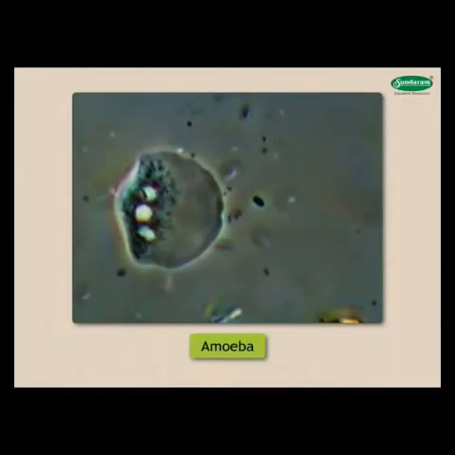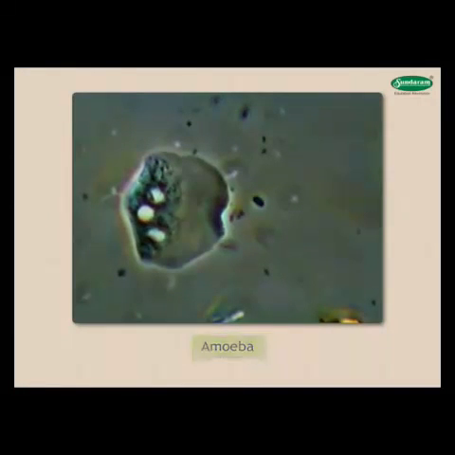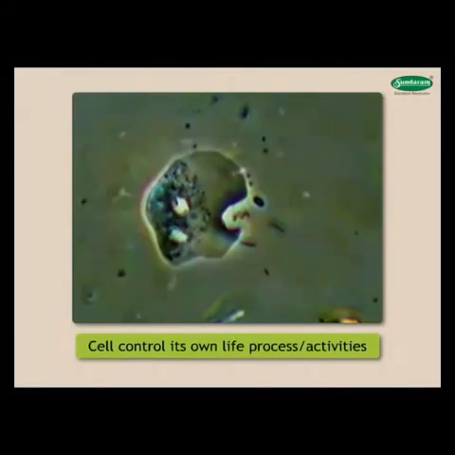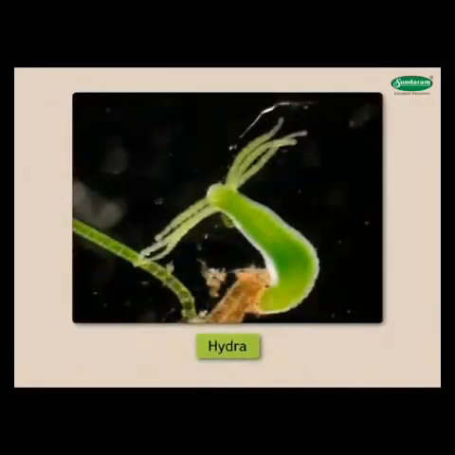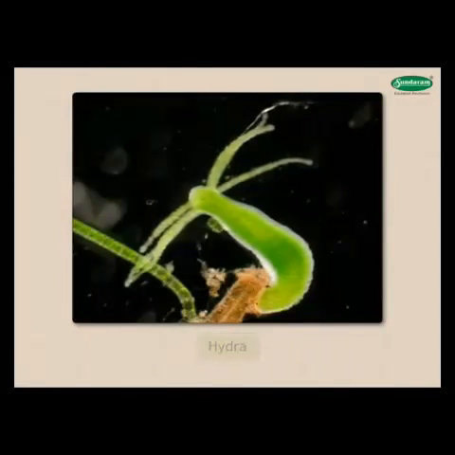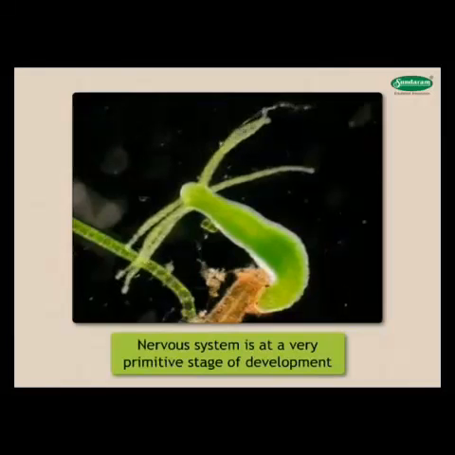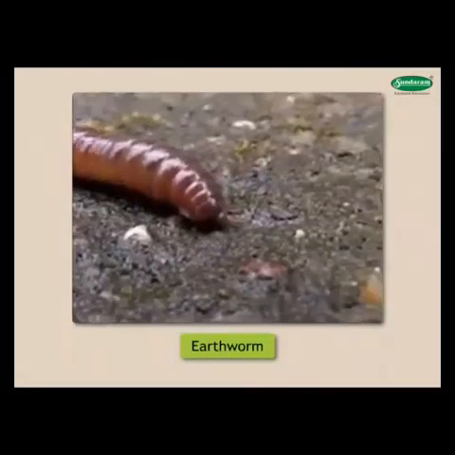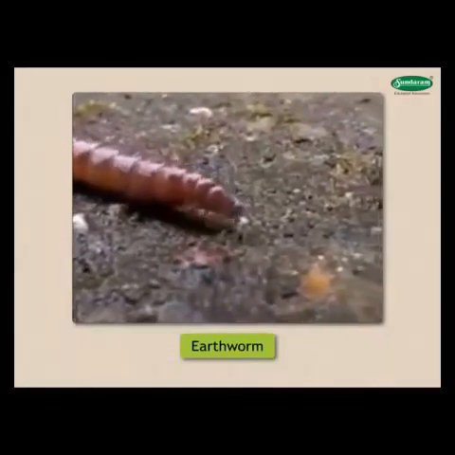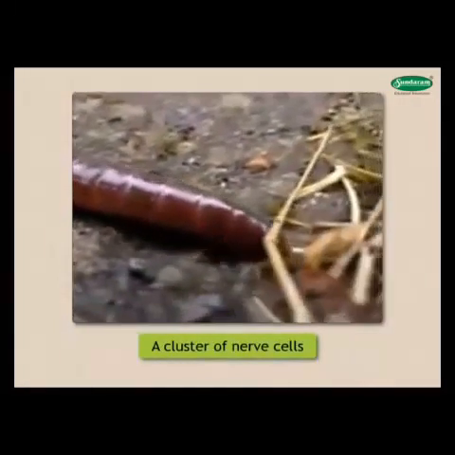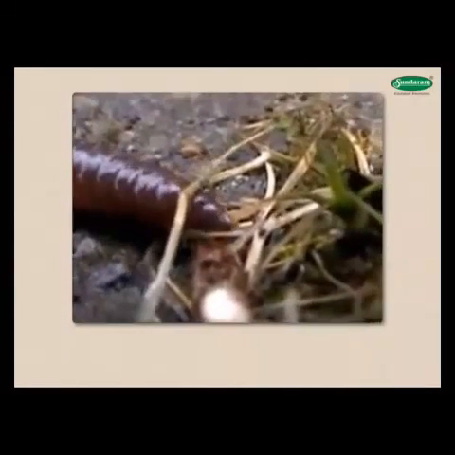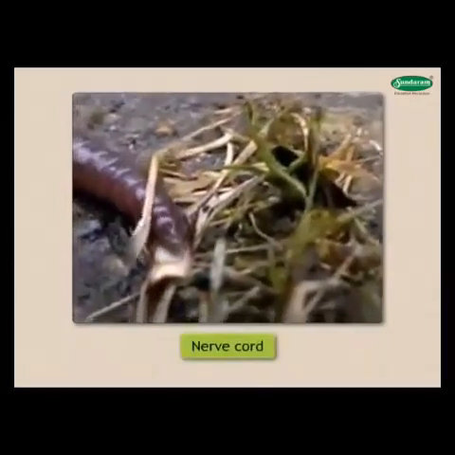It is interesting to know that in unicellular amoeba there is no nervous system. The cell is sensitive enough to control its own life processes or activities. In certain coelenterates, like Hydra, the nervous system is at a very primitive stage of development. In annelids, like earthworm, a number of nerve cells come together and form a cluster. These clusters are joined together to form a beaded structure called the nerve cord.